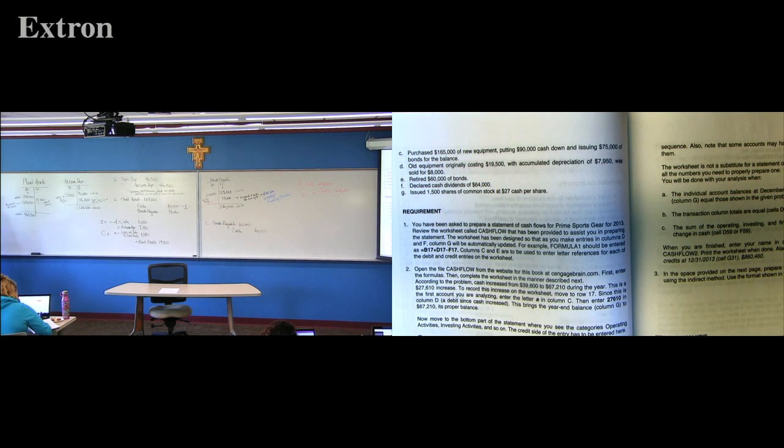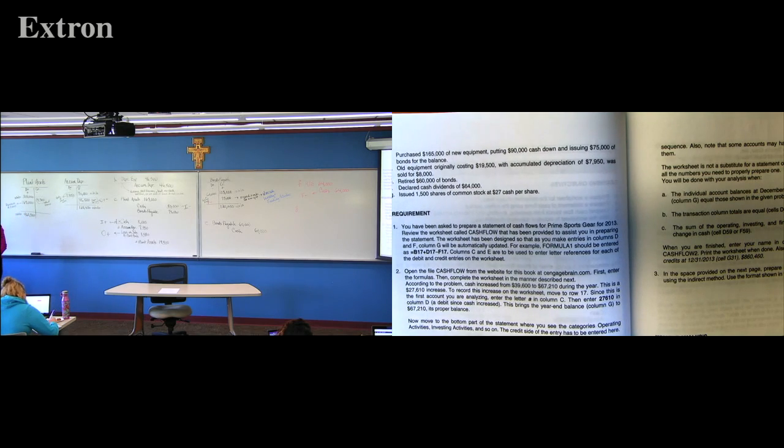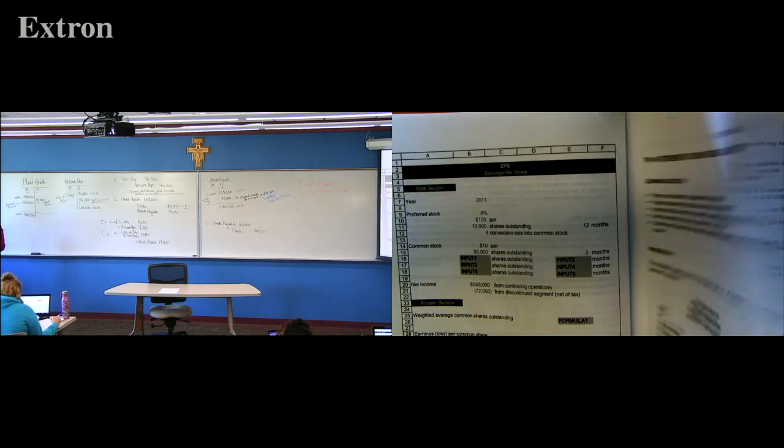And again, if I go back to my notes, it'll say some cash outflows include to pay withdrawals by owners. You can kind of think of a dividend as a withdrawal from the owner. Okay, last but not least, and we can get to see how this works. Issued 1,500 shares of common stock at $27 cash per share. So what's the word issued mean in accounting? It means sold, right? Okay, so we sold our common stock for $27.